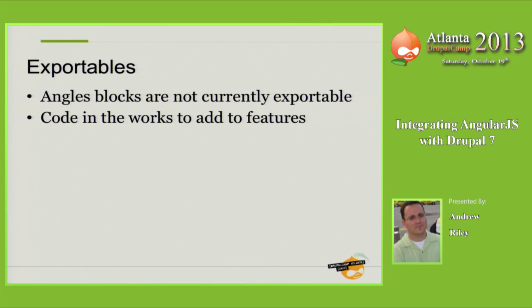And one of our favorites, and I know this is big for enterprise projects, is exportables. If you don't know, exportables allow you to export information or configuration into features. So you could actually save out your Angles blocks configuration to features, so you can easily transfer it between servers, or enable them, disable them. That's in the works very soon, probably in about a week, that exportable code will come out, so you can use it.